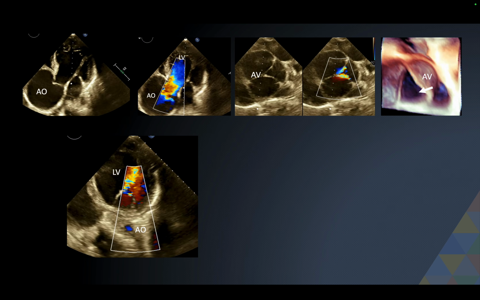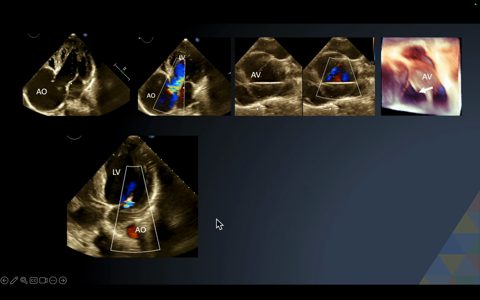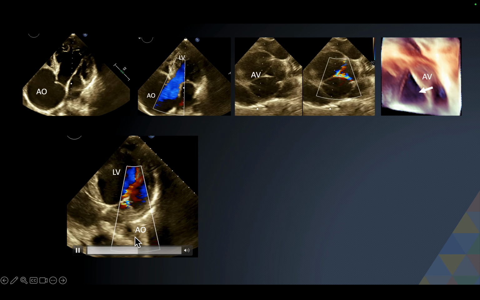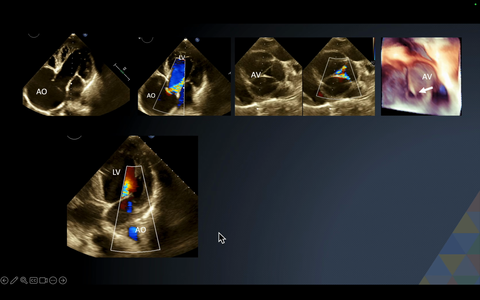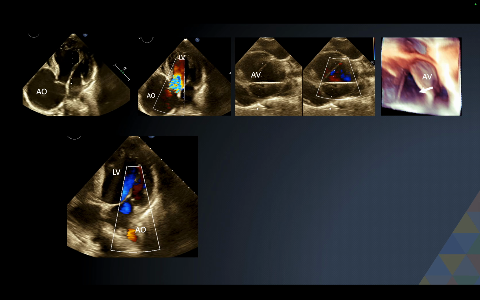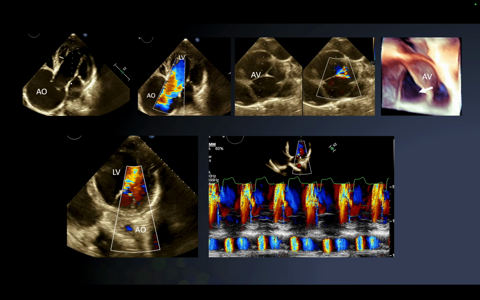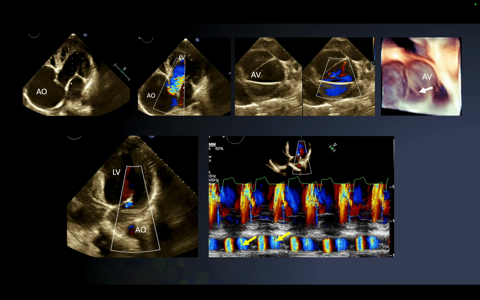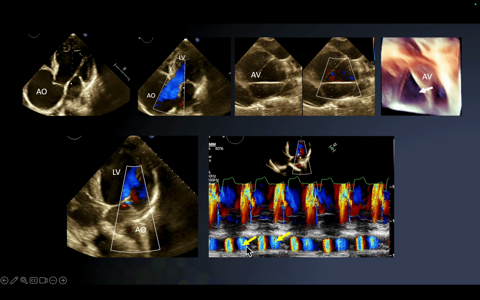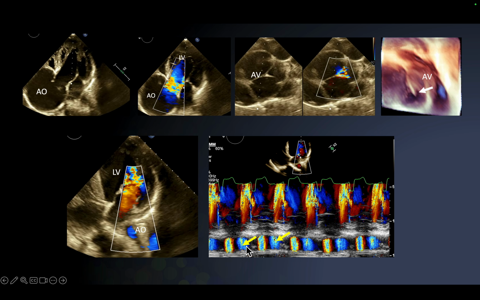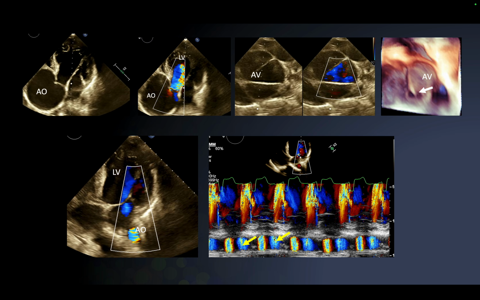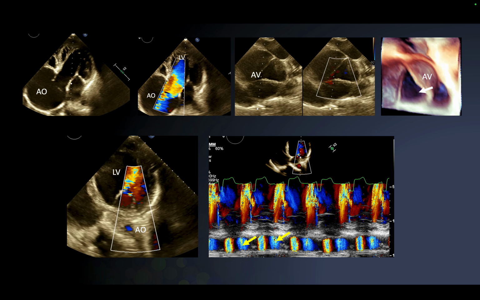And that's very interesting. On a 4-chamber color Doppler, you see in the descending aorta the to-and-fro color flow, right? You can see that, and on an M-mode here you can see on the descending aorta there is a reversal of flow. So this indicates the aortic regurgitation is severe.